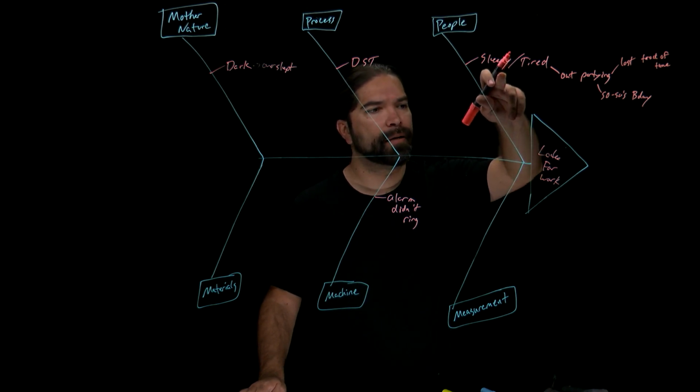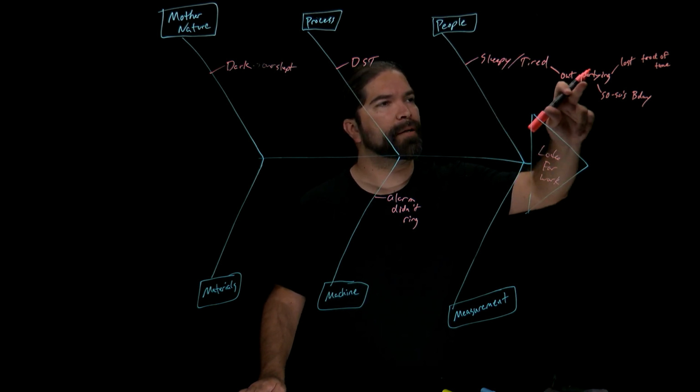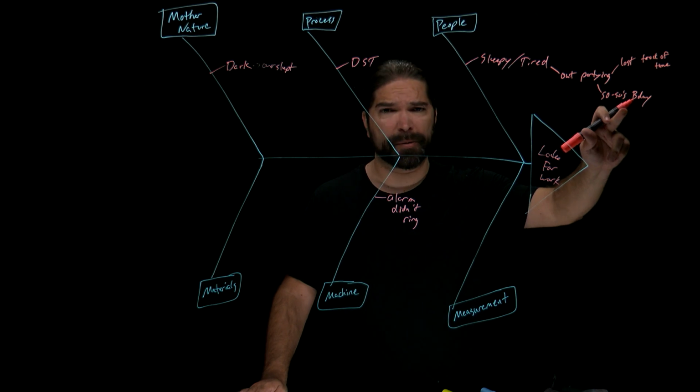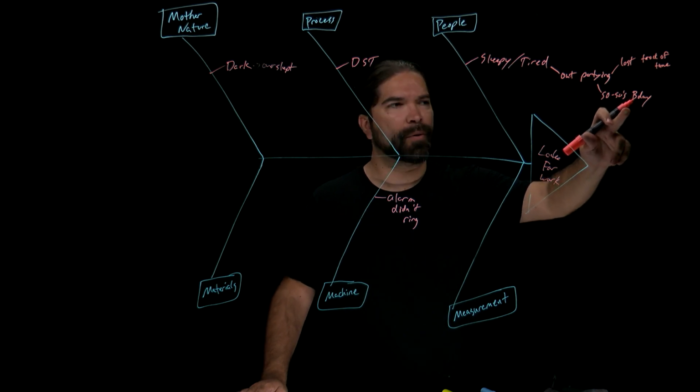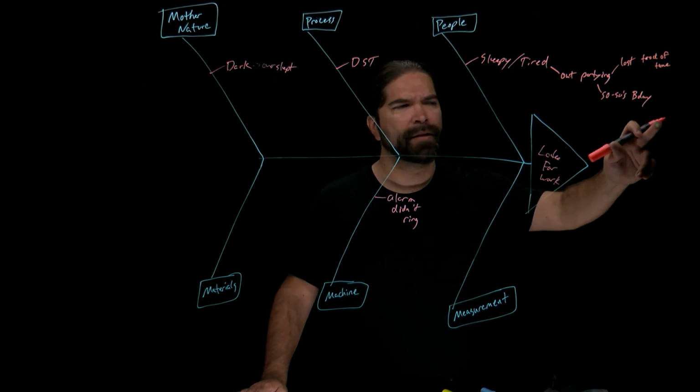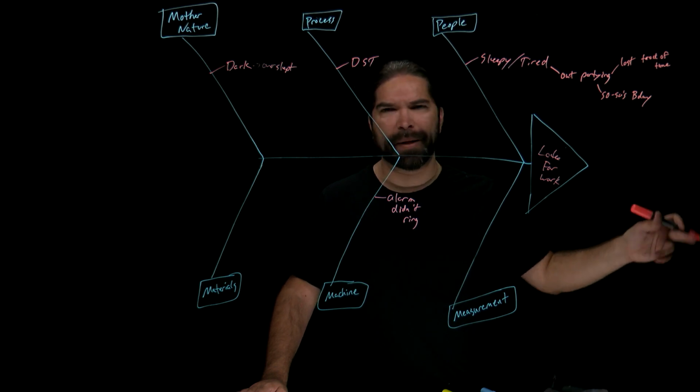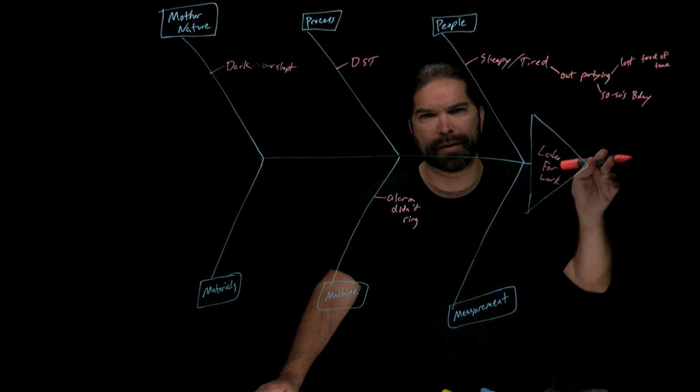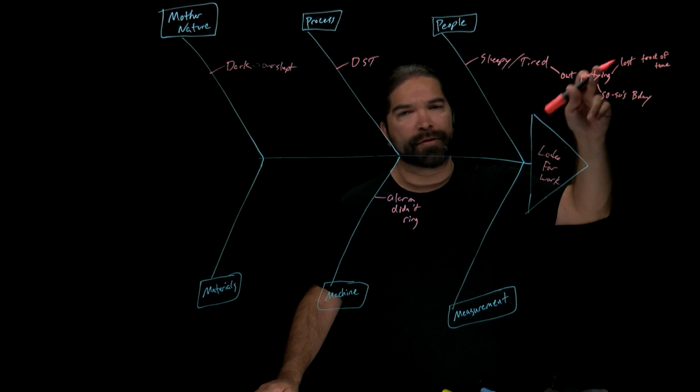So I'm sleepy and tired. That's why I was late for work. Why am I tired? Because I was out partying. Why was I out partying? Because it was so-and-so's birthday. That's one of those where you say, well, why is it their birthday? Because they were born on that day. Why were they born on that day? And you go down a path that isn't going to be a root cause you can do anything about, unless you've got a time machine.